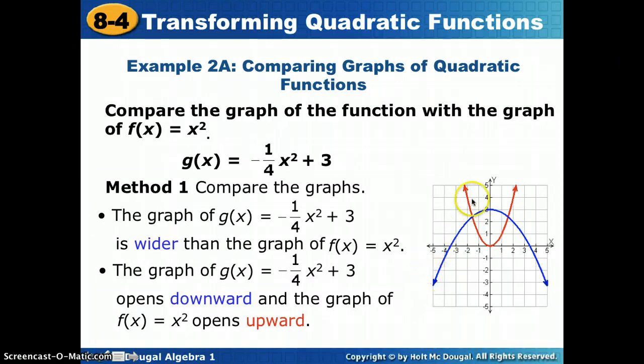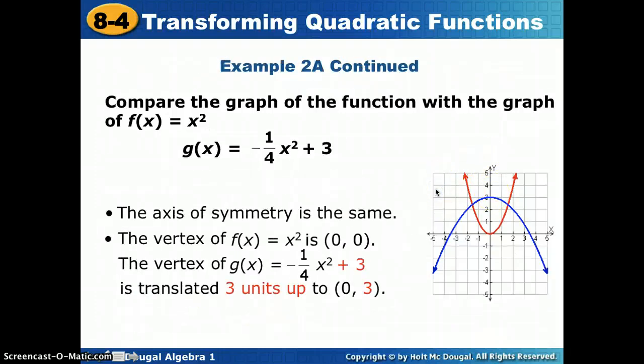And they're not asking for specific points. They're just asking you in general what happens. Well, you can tell it's wider. It opens downward, and also, the vertex is going to be 3 up. All right, the axis of symmetry is the same.